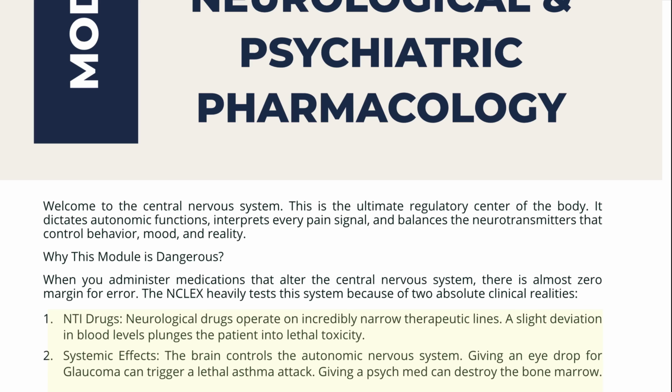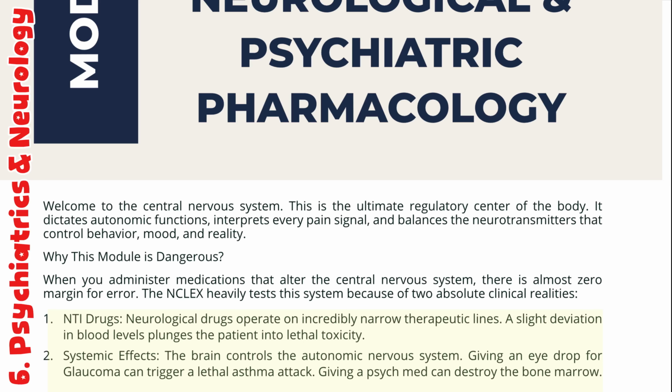Module 6. This is the central nervous system. 2 things make this module dangerous. 1. These are narrow therapeutic index drugs. A small deviation in blood level plunges the patient into toxicity. 2. The brain runs the whole body, so an eye drop for glaucoma can trigger an asthma attack, and a psych med can wipe out bone marrow.